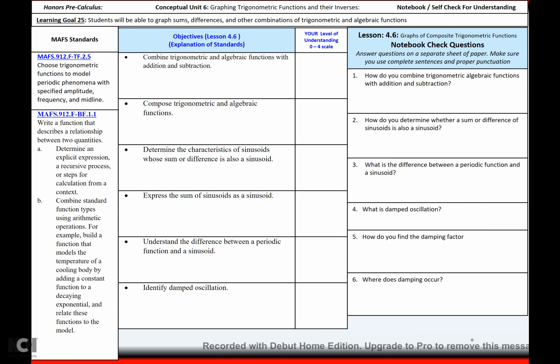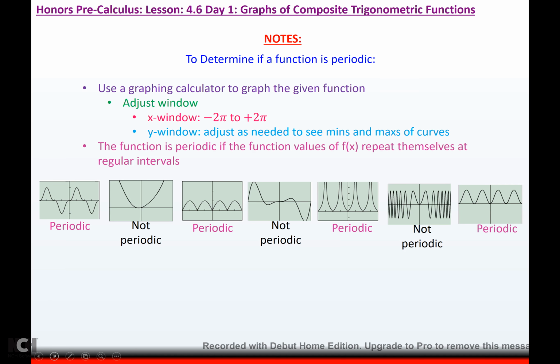Today we're going to continue talking about trigonometric functions. To determine if a function is periodic, you're going to use a graphing calculator to graph the given function. Adjust your window. Usually, if you can adjust your x window to negative 2 pi to positive 2 pi, it doesn't matter, but I use a scale of pi over 2. Again, I've just found that that's easiest to read. Your y window, you need to adjust as needed to see the minimums and maximums of your curves.